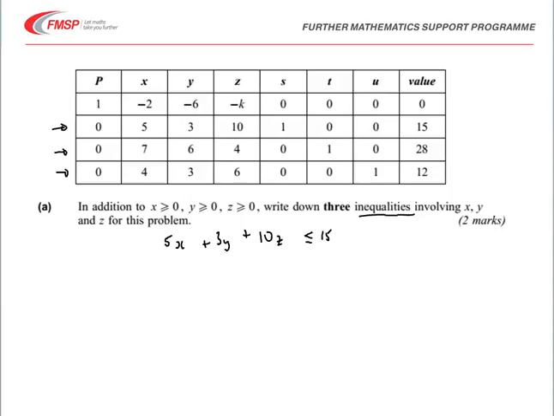The next one is 7x plus 6y plus 4z is less than or equal to 28. And finally then, 4x plus 3y plus 6z is less than or equal to 12. 2 marks allocated for that, a method mark and an A mark, simply for getting something or all correct.